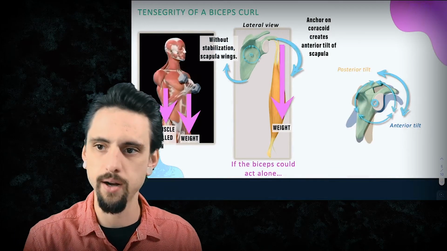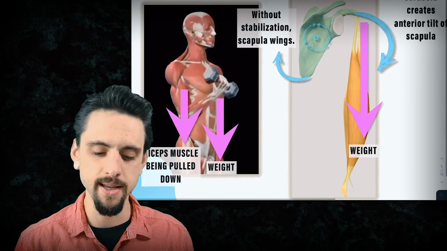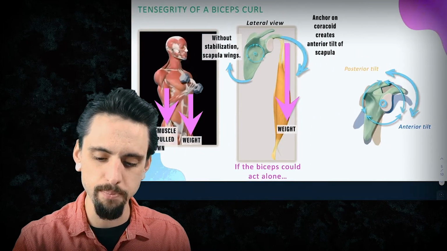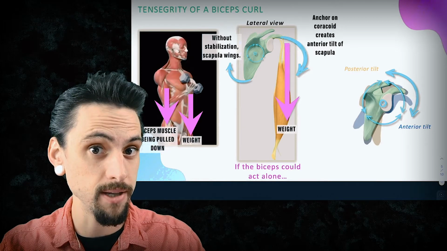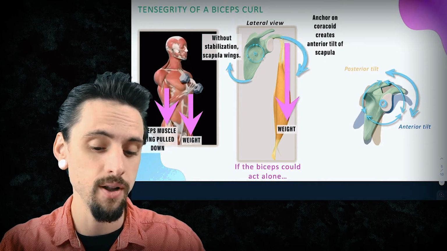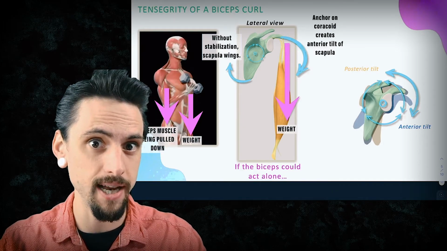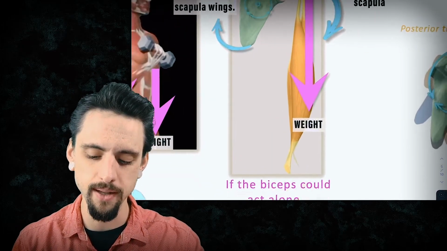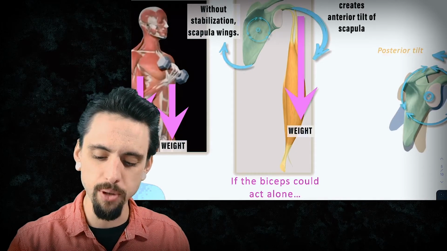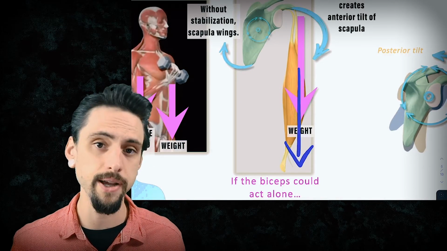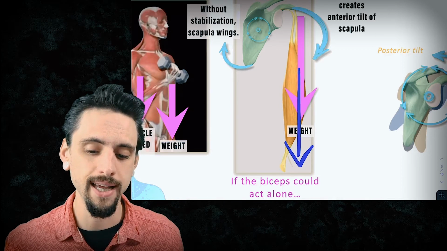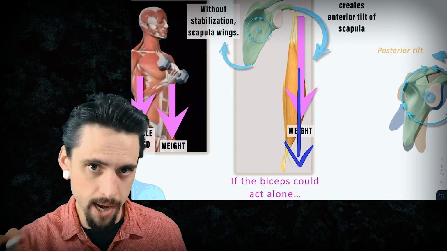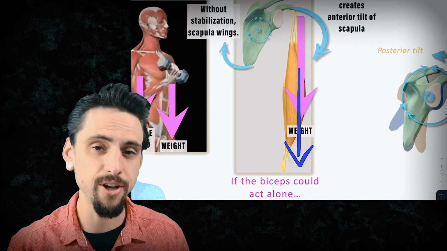So here we have a person holding a weight, and what that weight is doing is, your biceps muscle and lots of other muscles, but we're just pretending that only the biceps is working right now, even though that's not true. Lots of other muscles are working. But the biceps muscle is being pulled by the weight in this direction. Well, in order for it to resist that and hold the weight in place, it has to anchor on something.